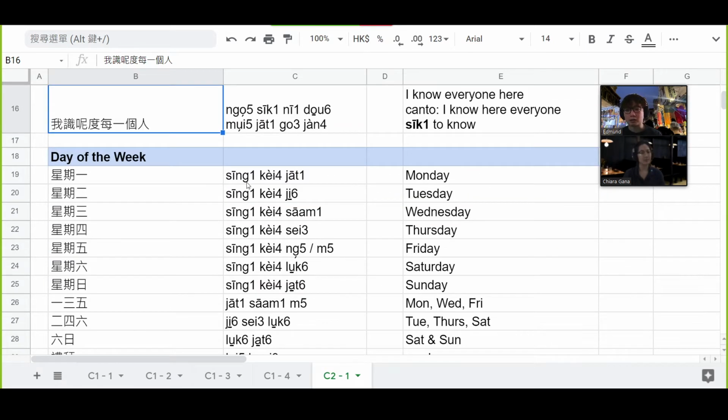Actually, we talked about this already before. 星期 is the word for week also.